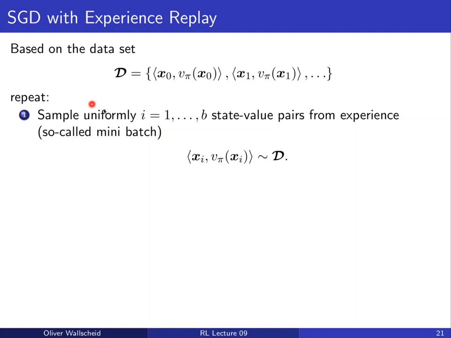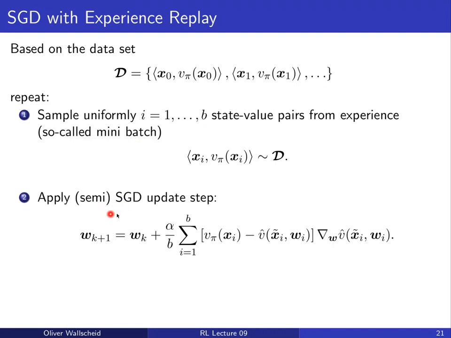Then what we basically do is repeatedly sample uniformly a batch out of that entire data set with up to B state-value pairs, and we call that a mini batch. For that mini batch we can apply, for Monte Carlo, the classical stochastic gradient descent update, or for TD the semi-gradient based update in a batch sense. Therefore we calculate that change in terms of the parameter vector W not once, but as an average over B samples from that mini batch. So basically it is the same formula as before, however we are evaluating it up to B times.